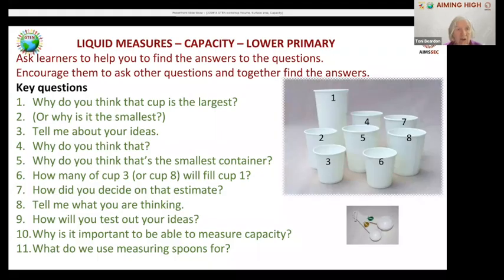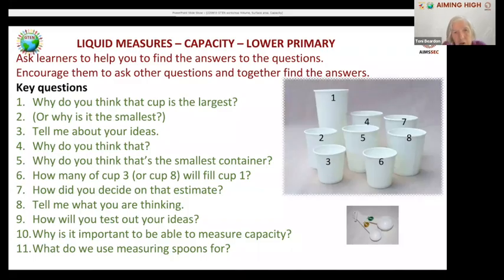Not suggesting that it's wrong, but with an atmosphere in the class that it's good to give explanations, and when you give an explanation, you're helping other people to understand. Why do you think that's the smallest container? How many of cup 3 or cup 8, the smaller ones, will fill cup 1, which seems to be a bigger one? How did you decide on that estimate? Tell me about what you're thinking.